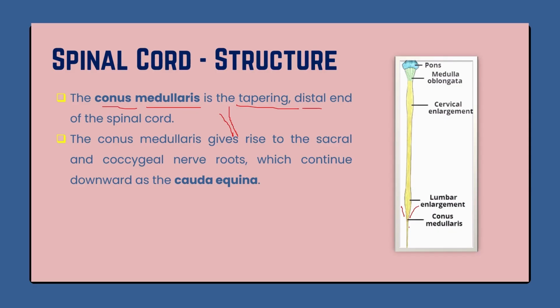What is this called? Conus medullaris. What does this do? It gives rise to sacral and coccygeal nerve roots. These are the two bottom parts of the spinal cord. We said there are five parts. Which are they? Control, save, copy. Cervical, thoracic, lumbar, sacral, coccygeal, right? These are the last two parts. So conus medullaris gives rise to the sacral and coccygeal nerve roots.